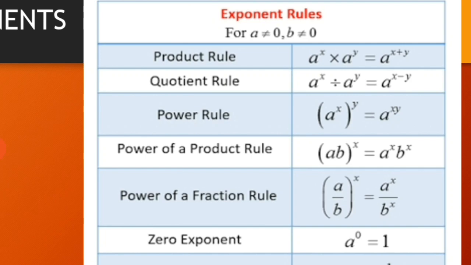Power of a product rule. Power of a product rule is like ab. The product inside is same, there are two numbers, but both of them are raised to power x. So it is therefore going to be a raised to power x into b raised to power x, because both of them are raised to power x. Now come to the fraction rule. Same way, the power of product rule, now power of fraction rule. Now a divided by b whole raised to power x is equal to a raised to power x by b raised to power x.